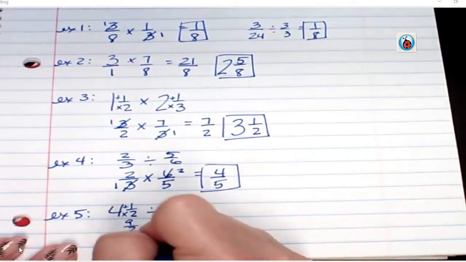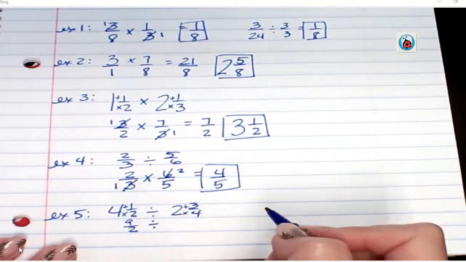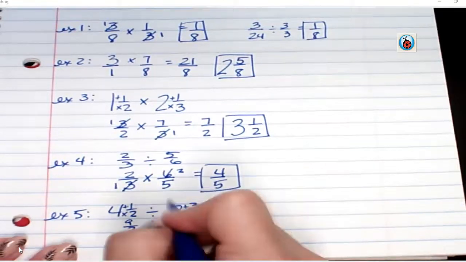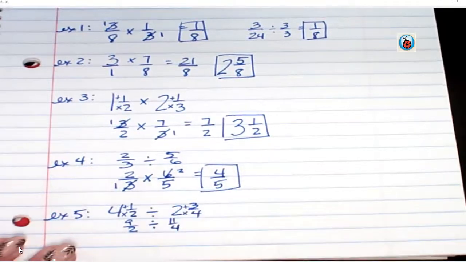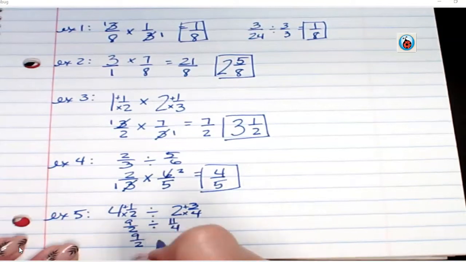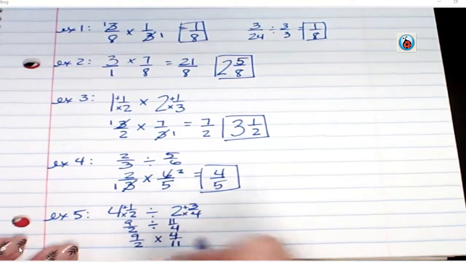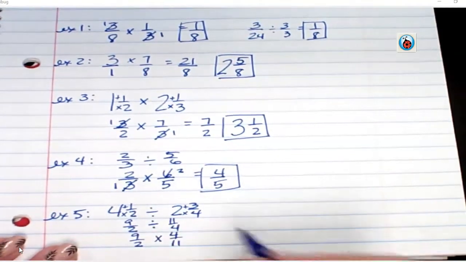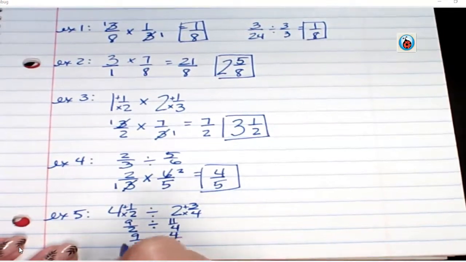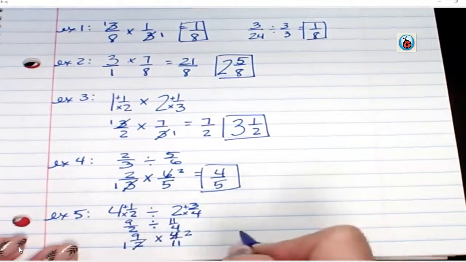I'm not ready to flip it yet, so I'm going to keep the division sign. 2 whole groups of 4 makes 8, plus 3 more is 11. Now I'm ready to flip it. 9 halves, I keep the first one the same, multiply by 4 over 11. I can't reduce 9 and 11, but I can reduce 2 and 4. 2 goes in there once, 2 goes in there twice.